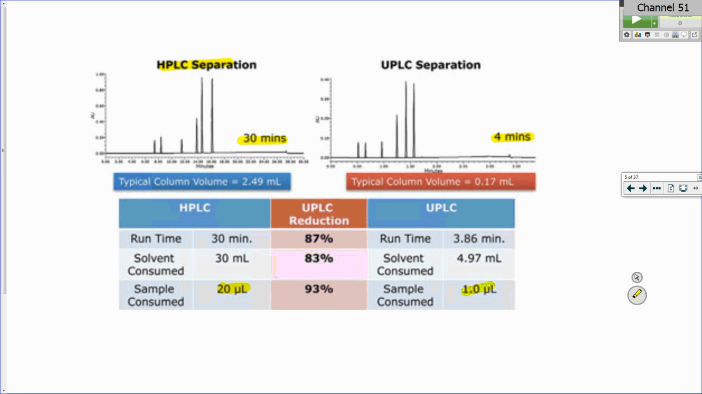How much solvent did I consume? Because this was running longer, it's pumping in a mil a minute, I used 30 mils of solvent. This one, I only used 5 mils of solvent. So this is the future.